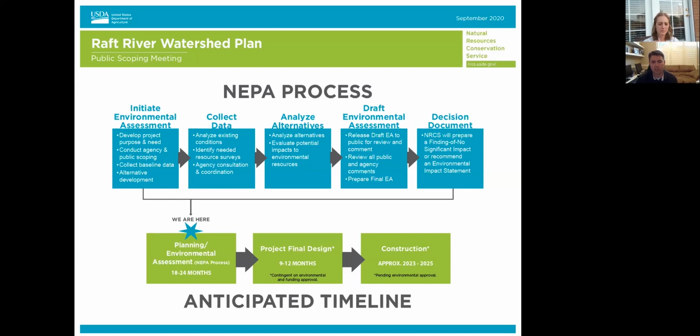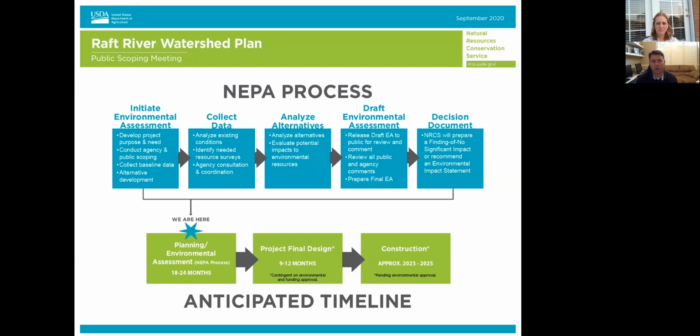The resources that are evaluated in that process, there's quite a variety of resources, including everything from geology, endangered species, habitat, vegetation, cultural resources, socioeconomic resources, visual resources, and so forth.